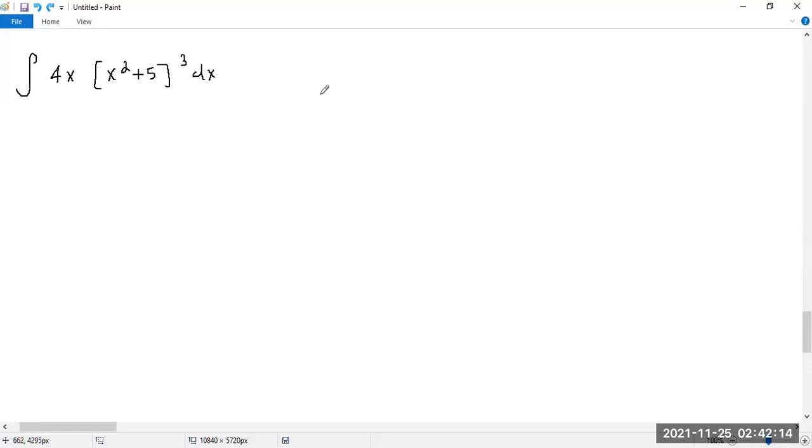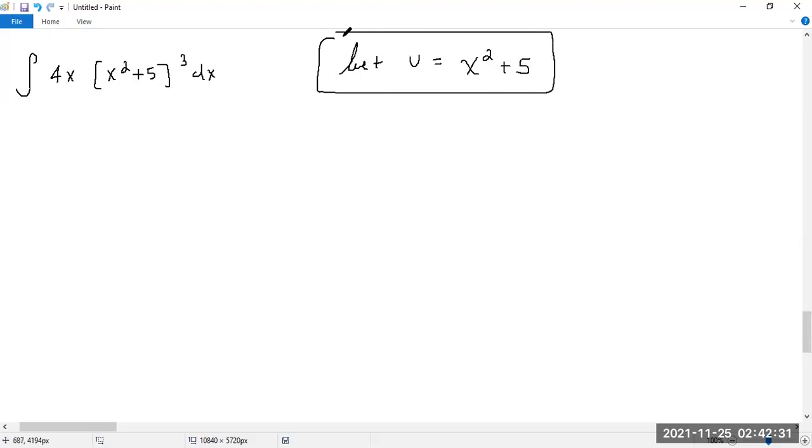So there's this technique called U-substitution, and we would essentially let u equal this complicated part here, which is x squared plus 5. So we let u equal x squared plus 5, and the basic idea here is that we take the derivative of u.